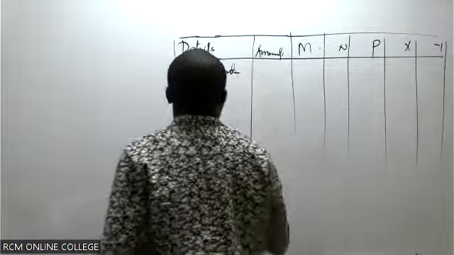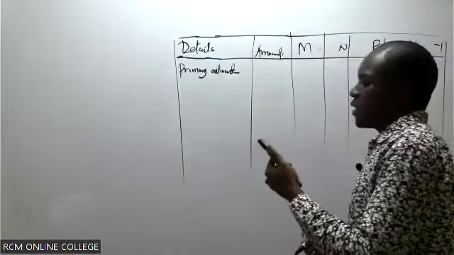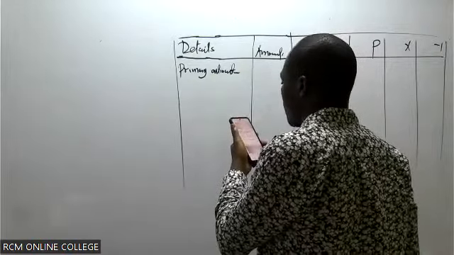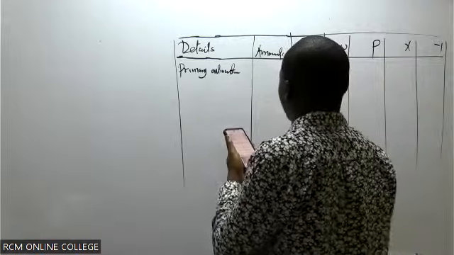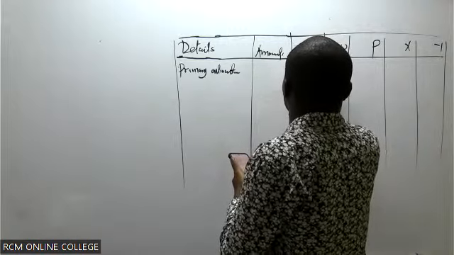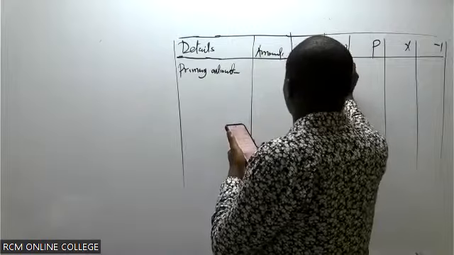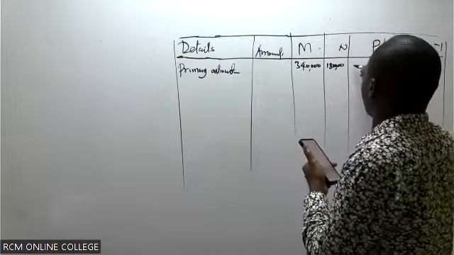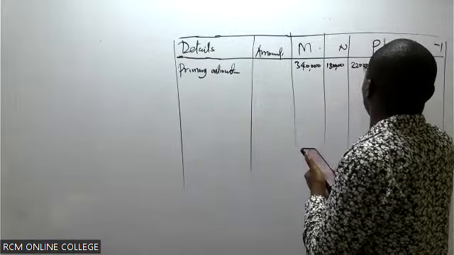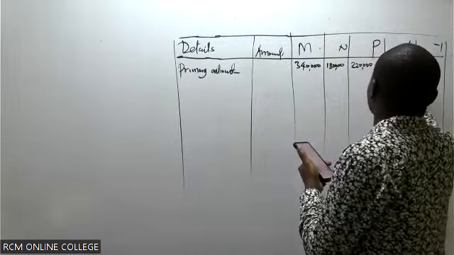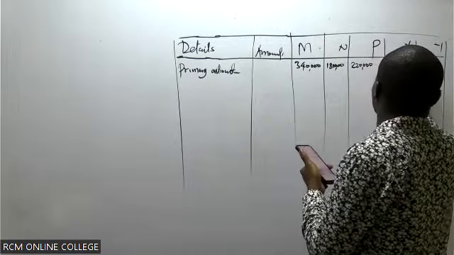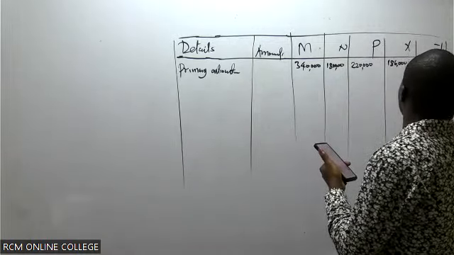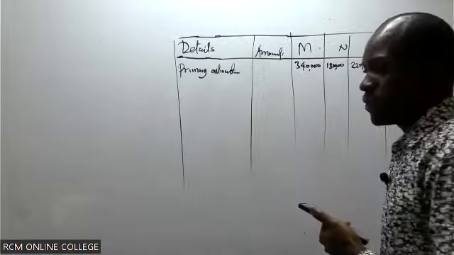So we have primary allocation. The primary allocation, as you can see, the total amount which was given there under primary allocation, M has got 340,000. N has got 180,000. P has got 220,000. X has got 186,000. And then Y has got 144,000. That is what we have.